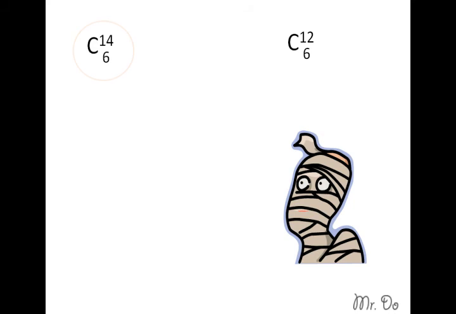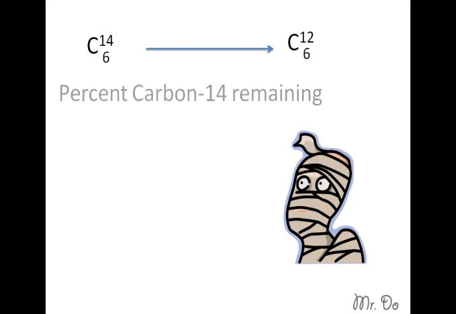Things that were alive produce carbon-14. However, once the organism died, it stopped producing carbon-14. Over time, the carbon-14 is converted to the isotope carbon-12. So by looking at how much carbon-14 is converted to carbon-12, and the percent of carbon-14 remaining, using radioactive dating, scientists can determine how old something is.